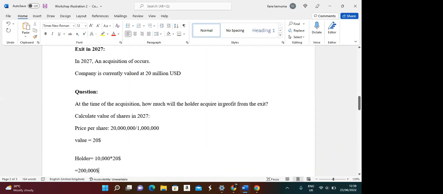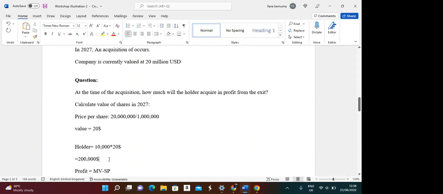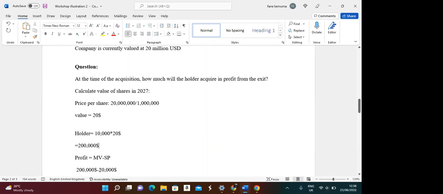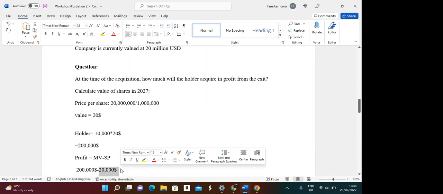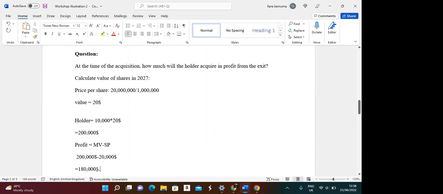So to get their profits, we'll have to subtract the amount that they're getting in 2027 minus the initial amount that they paid for those shares. So that means we'll take 200,000 USD and minus the amount that they had paid for the shares in the beginning. So this will give us a total of 180 USD, and this is the profit that the employee or the holder will get. So this comes to the end of the illustration.